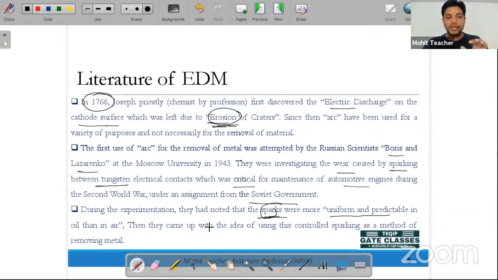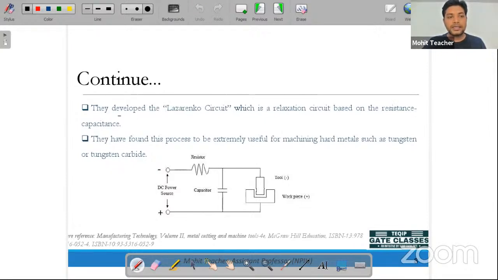So after that they came up with the idea that if we use the spark in a controlled way, then we can remove the material, okay. So after that only this picture came that through electric discharge we can go for the machining operation, okay. Now after this they were working, and they developed a circuit. We also call this circuit a relaxation circuit, or it is based on resistance and capacitance, so we also call it an RC circuit.